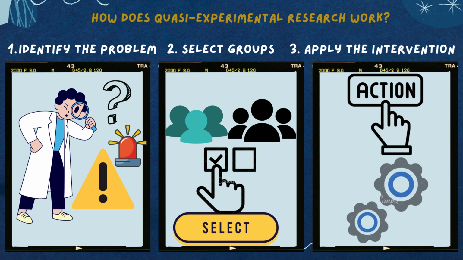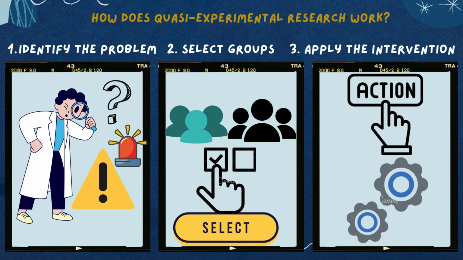For example, we choose two junior high school classes in the same school. Both classes have similar levels of English proficiency according to previous ratings and are taught by teachers with similar experience. So, one class will be the experimental group that will use the mobile app, and the other will be the control group that will continue with the traditional teaching method.